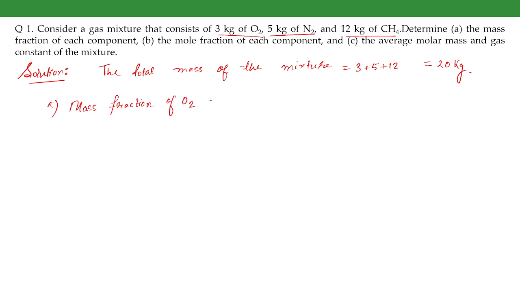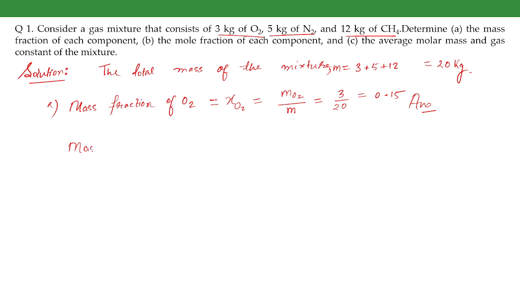What is basically mass fraction? Mass fraction is the mass of a component divided by the total mass of the mixture. So the mass fraction of oxygen, let us denote it as X subscript O2, will be the mass of O2 by the mass of the mixture. Here the total mass of the mixture is m. So this is 3 by 20, that is 0.15. This is the mass fraction of oxygen.